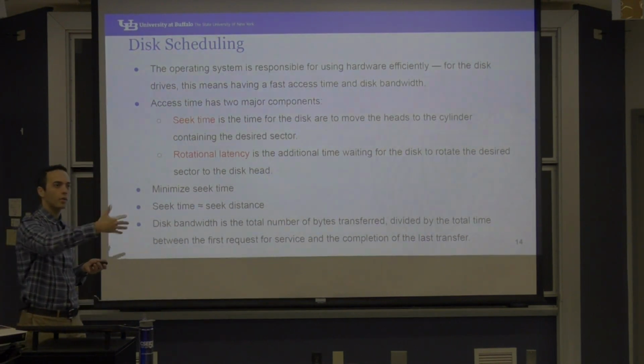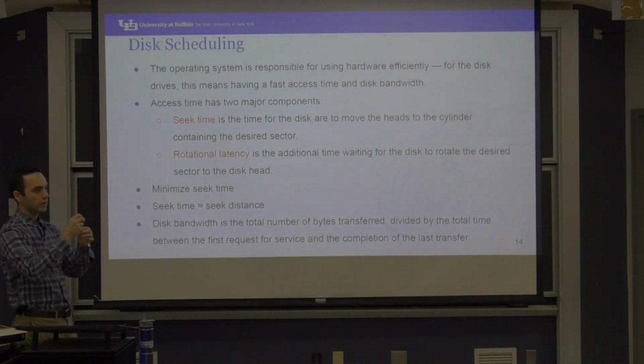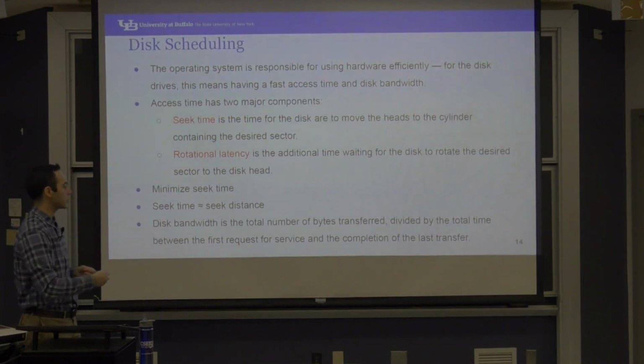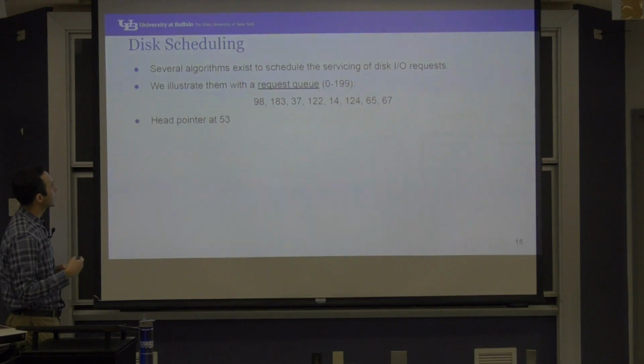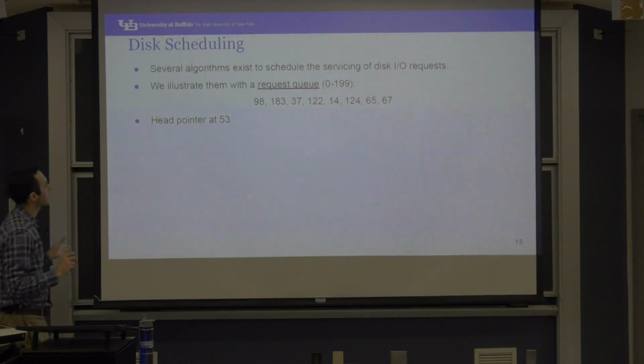Now, if you want to move your arm on these, based on the request on each track where you want some data, the distance that your arm has to move from one request to the other one changes, right? So let's take a look at a couple of examples. For each of these algorithms, we're going to go through an example, and we're going to talk about them.